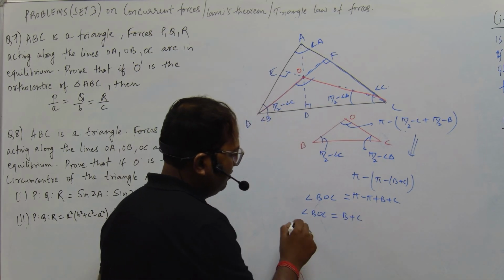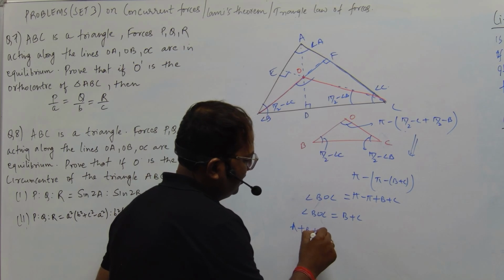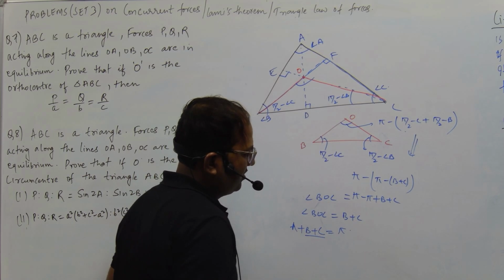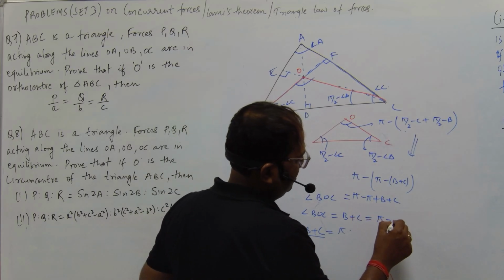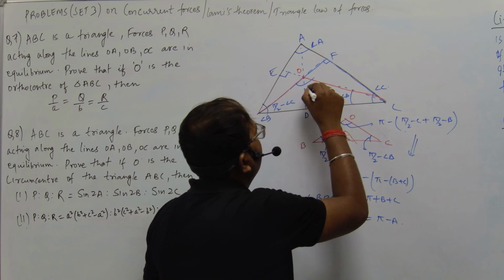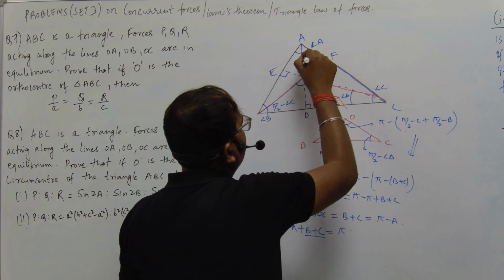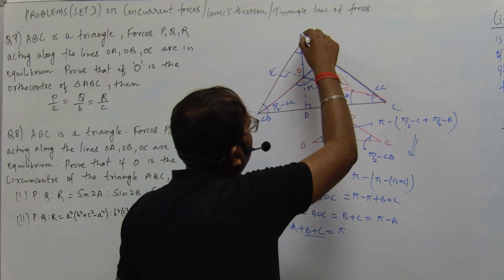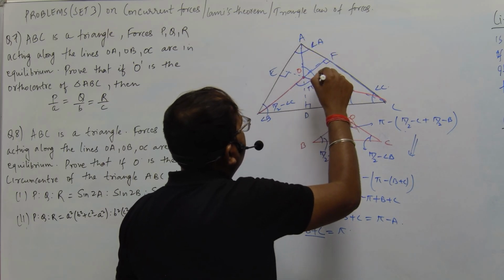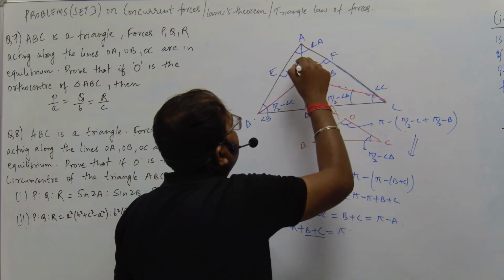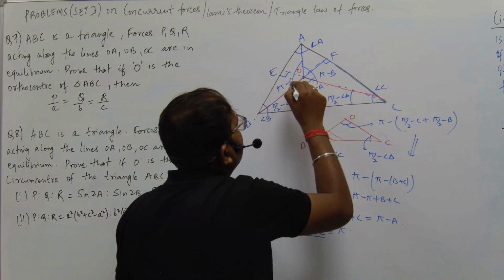We have angle A plus angle B plus angle C is equal to pi, so B plus C is equal to pi minus A. So angle BOC is equal to pi minus A. Similarly, angle AOC is equal to pi minus B, and angle BOA is equal to pi minus C.